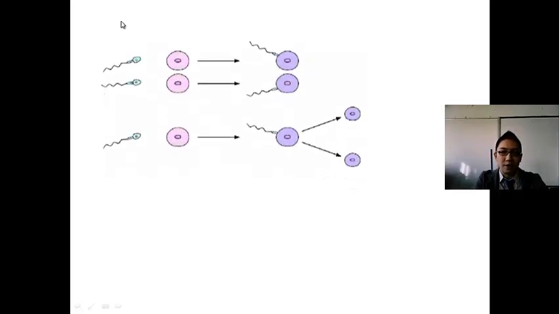All right, everybody, let's talk about twins. So, all kinds of twins, right? I'm going to show you two diagrams here. Two diagrams. Here you go. Here's the top diagram. Here's the bottom diagram here.